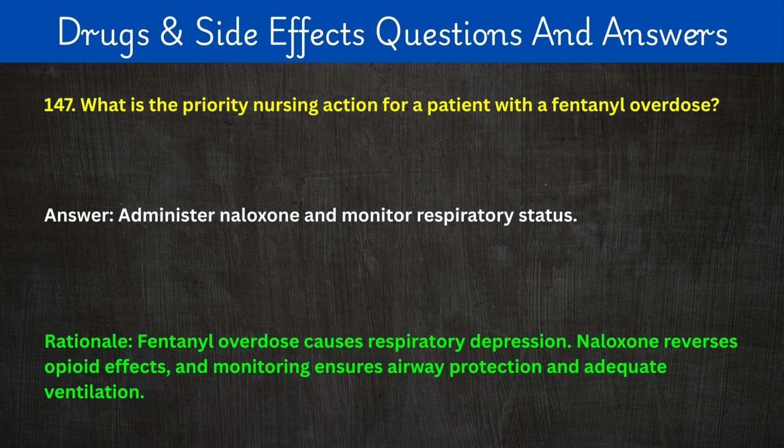147. What is the priority nursing action for a patient with a fentanyl overdose? Answer: Administer naloxone and monitor respiratory status. Rationale: Fentanyl overdose causes respiratory depression. Naloxone reverses opioid effects, and monitoring ensures airway protection and adequate ventilation.